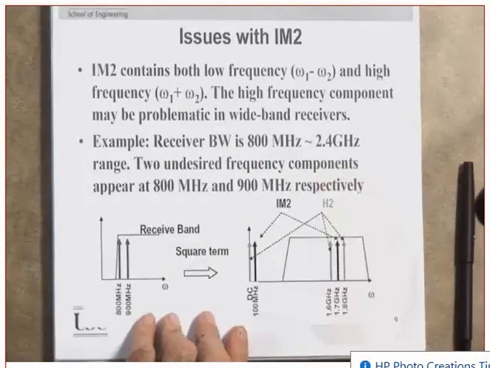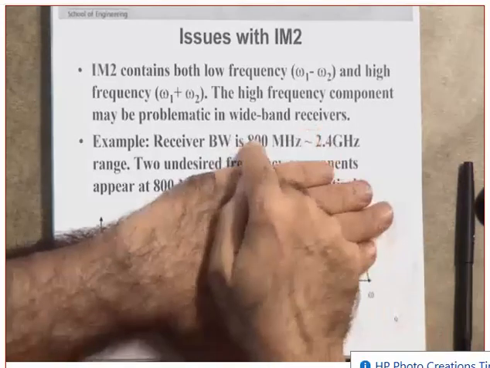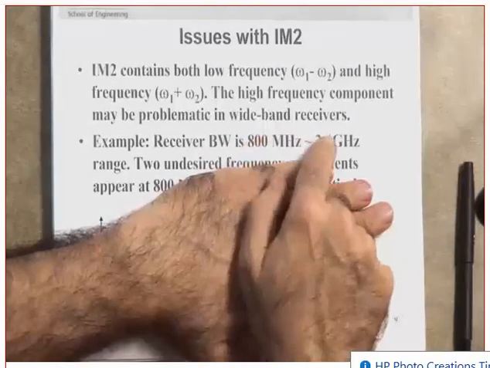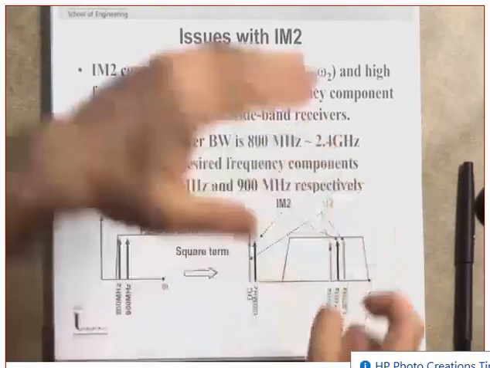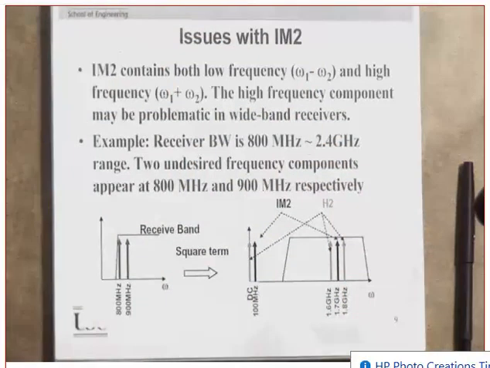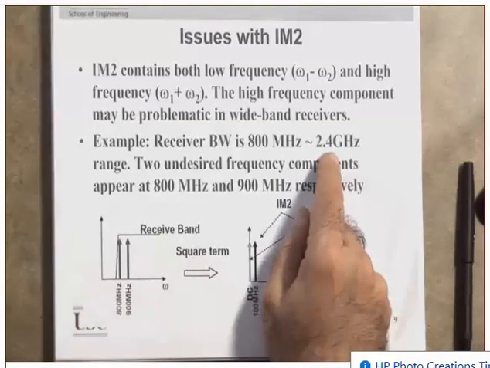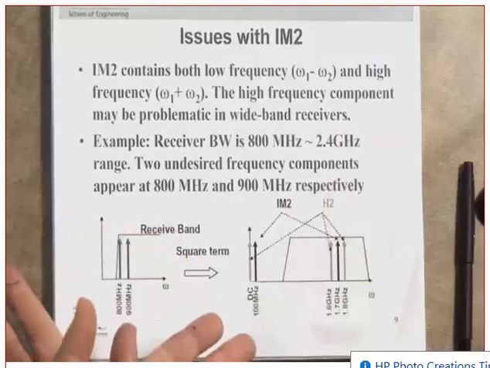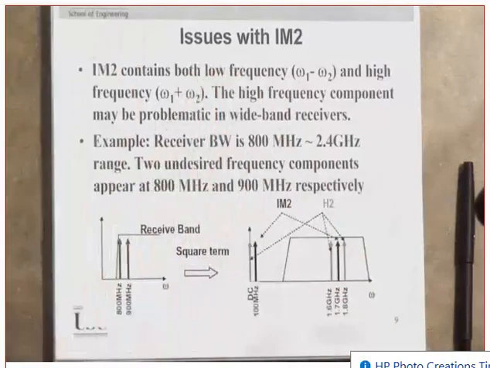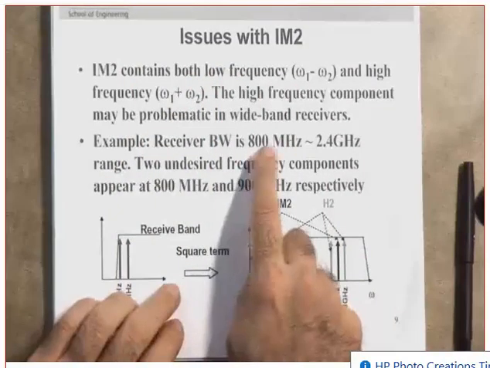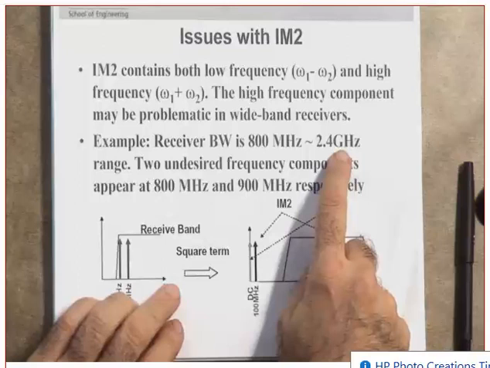Answer me the following question. What is this band? 800 megahertz to 2.4 gigahertz. You are using your phone to make cell calls in the 800 megahertz region. Yes or no? But you are also using it for Wi-Fi. Yes or no? Which means your band needs to cover all the way from 800 megahertz to 2.4 gigahertz.